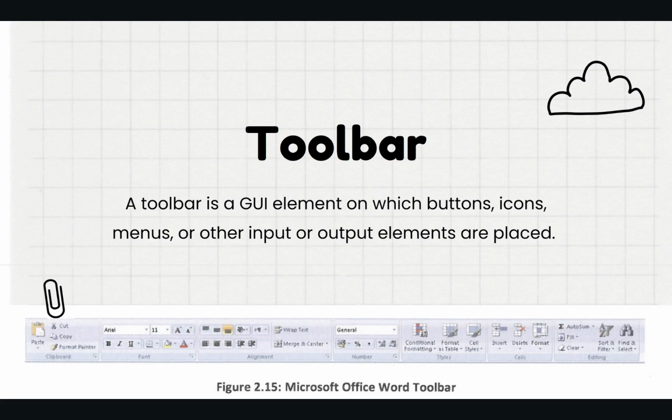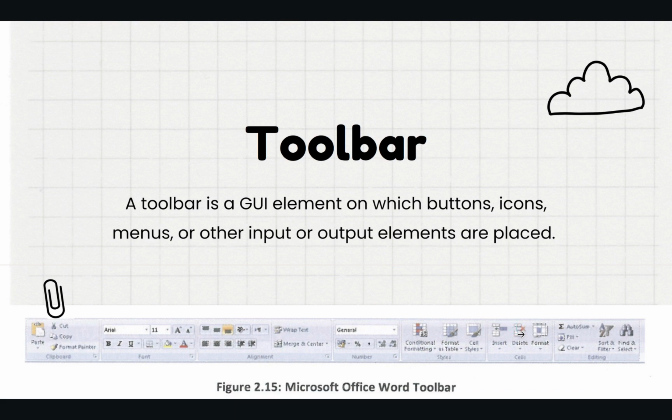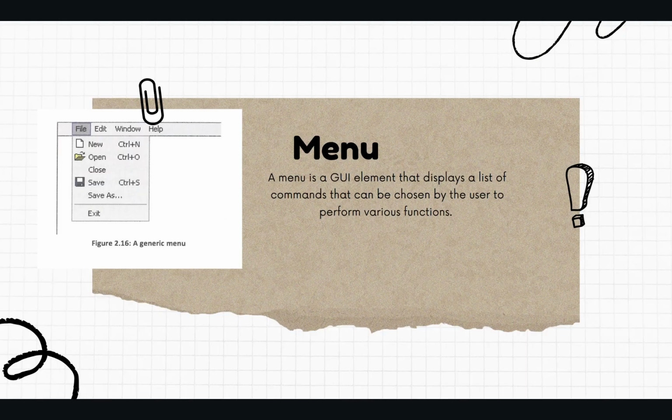Now let's talk about our next topic. It's features of the application software. So the applications include the toolbar. First of all, a toolbar is a GUI element on which buttons, icons, menus, or other input or output elements are placed. So here is one of the examples. This one is the Word toolbar, as you can see on Microsoft Word or Excel or Google Documents and other applications.